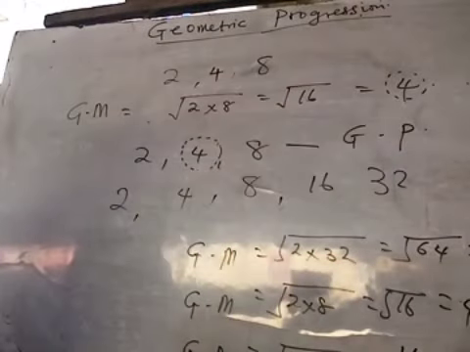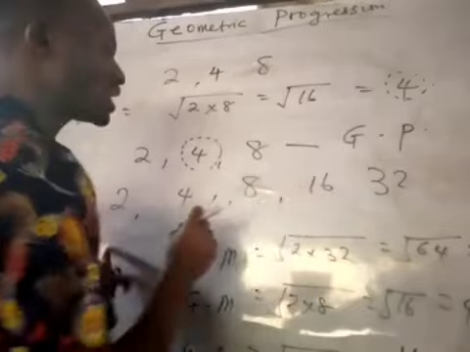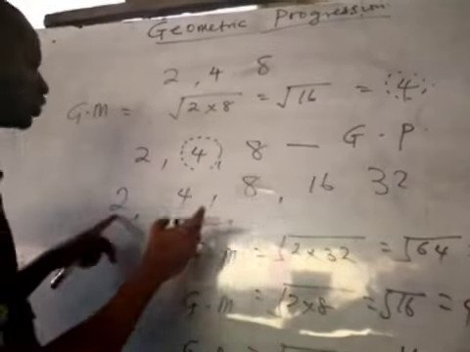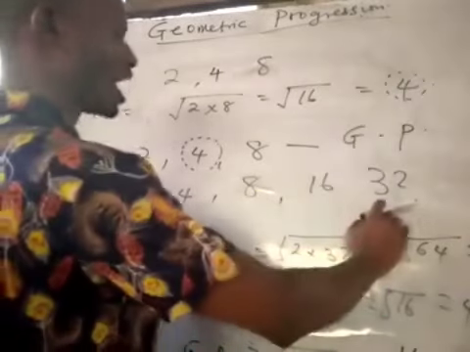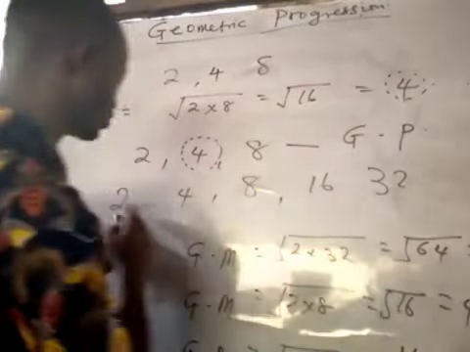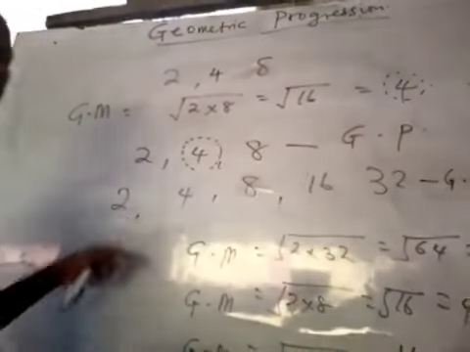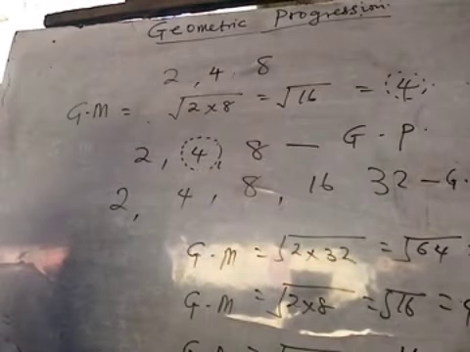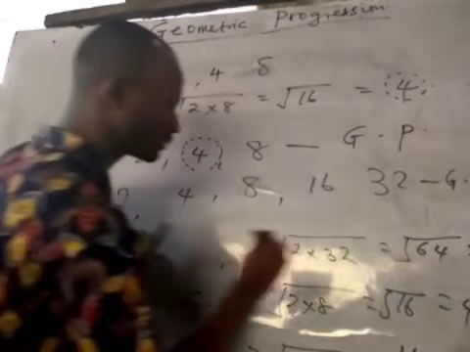So of course, what we are saying is that we have been able to insert more than one geometric mean in between 2 and 32. And we observe that this operation we have carried out yielded a sequence in geometric progression. Yes, this sequence is in geometric progression.